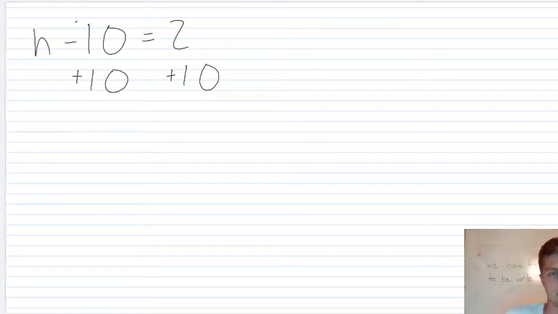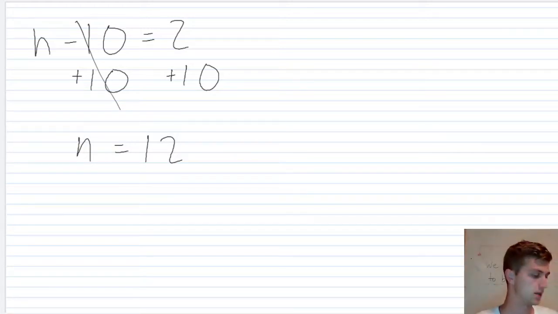So these two things cancel. What are we left with on the left? n. And what are we left with on the right? 2 plus 10 is 12. Is it a solution? Yes, because if we plug 12 back in, 12 minus 10 is 2. So it checks out. Y'all pretty much should get the gist.